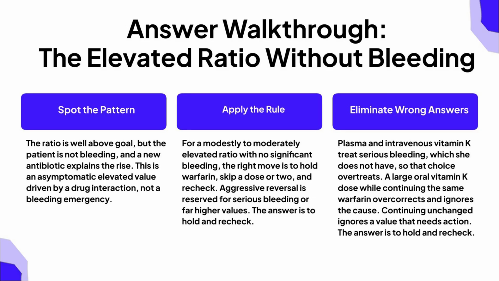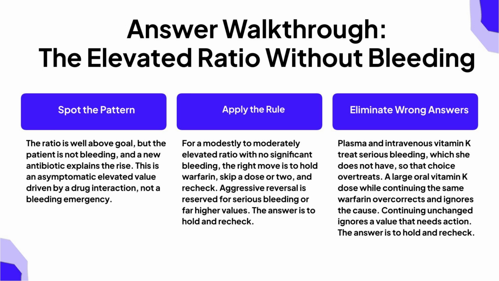For a ratio that is elevated but without significant bleeding, the correct move is to hold warfarin, withhold a dose or two, and recheck the value, letting it drift back toward goal. Aggressive reversal with plasma is reserved for serious active bleeding or for far more extreme values. Step 3. Eliminate the wrong answers.